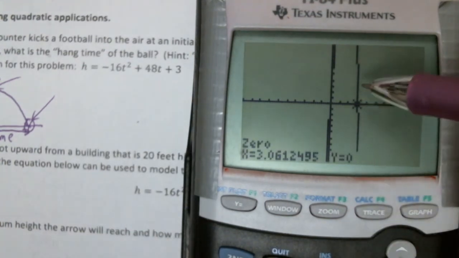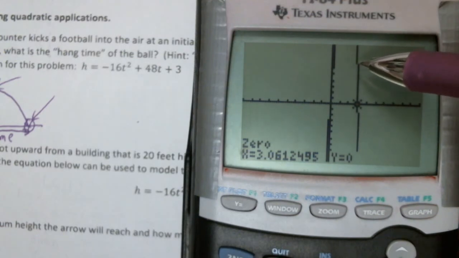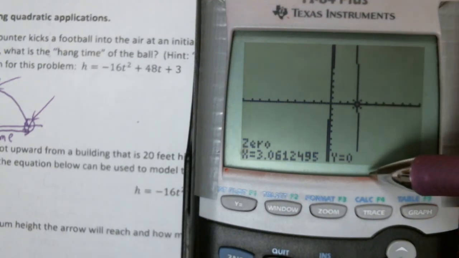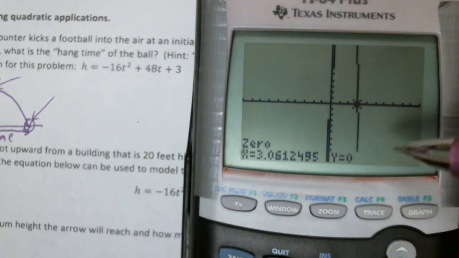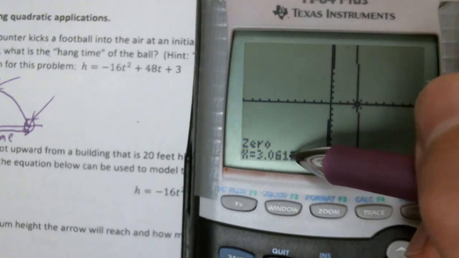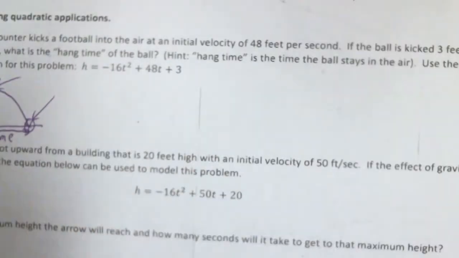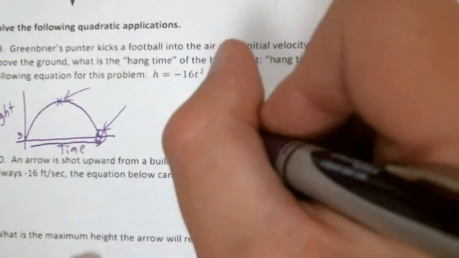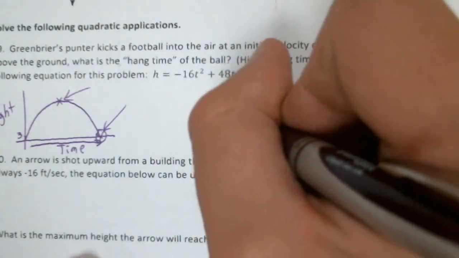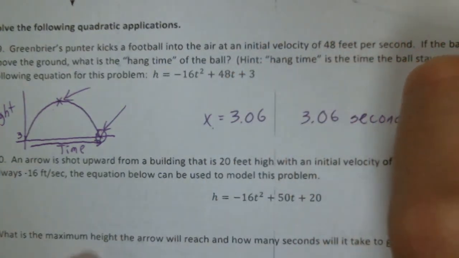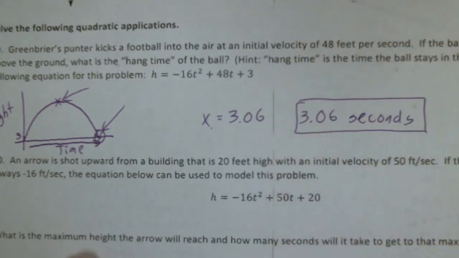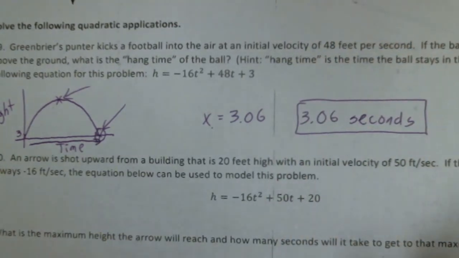Okay, if Mr. Spidey's off the screen, guys, if you see him here and you go 1 click and you can't see him, that's okay. He's just down here. He's off the screen. That's okay. Hint, hint. All right, so there is my x-intercept, 3.06. So the answer to this question is 3.06 seconds is how long it takes for the football to hit the ground. Okay. All right, last one.